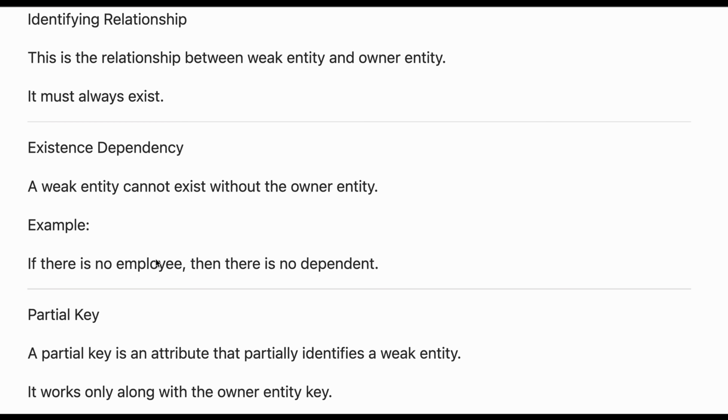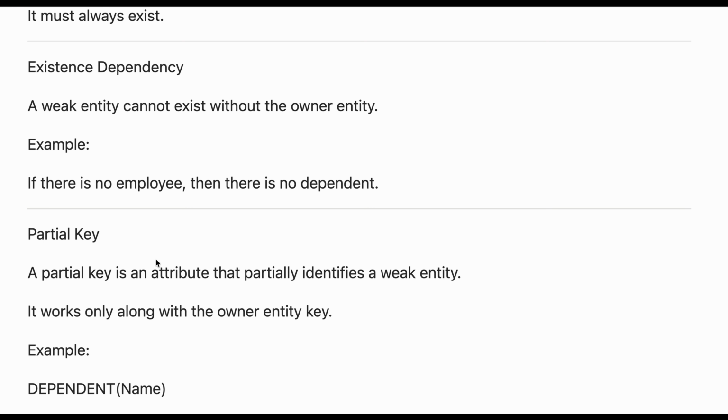Now let's understand partial key. A partial key is an attribute that helps identify the weak entity, but only when combined with the owner's key. For example, dependent name along with the employee ID.